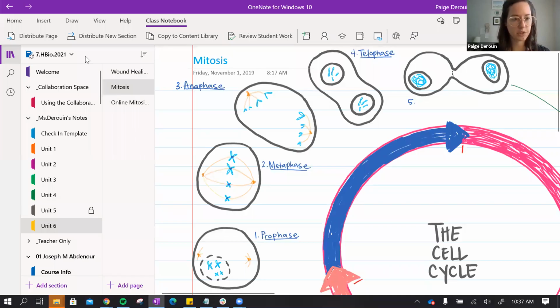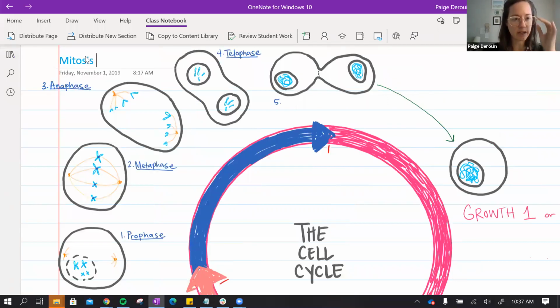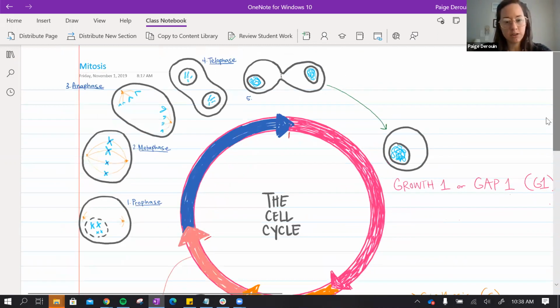Okay, so usually when I do these notes, I do them like an art class. Usually I have everyone draw all of these parts, but I drew them for you just to keep it short today, and also to keep it easy with Zoom and all that. But this is the cell cycle.